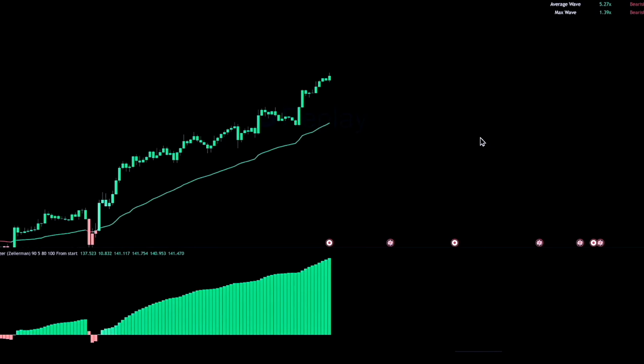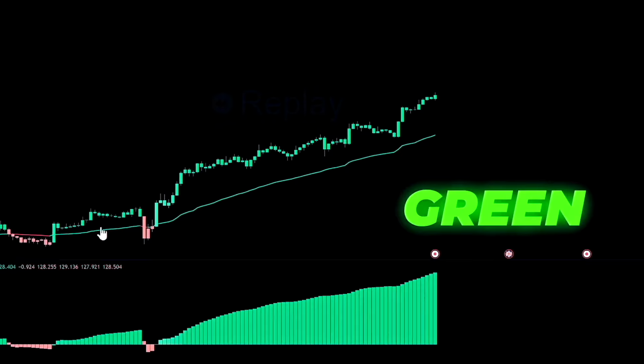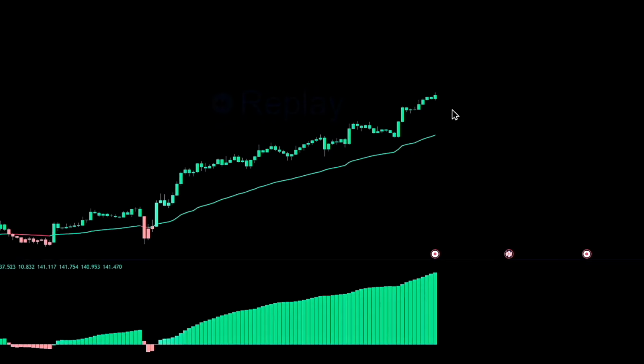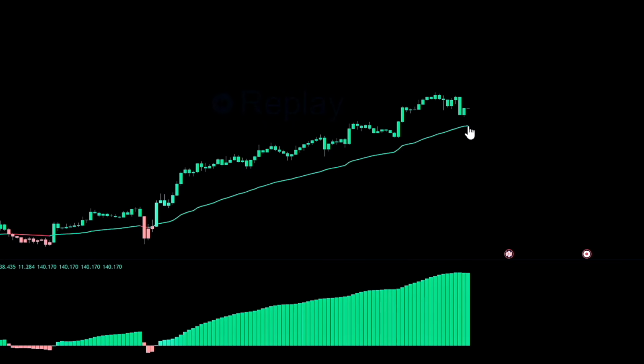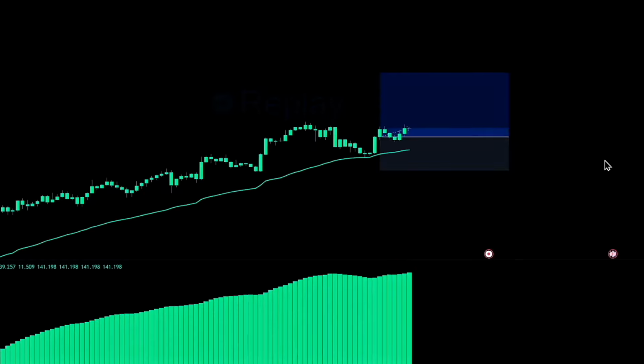But don't jump in blindly. When the color flips for a long trade, wait for a green line, price above it, and a pullback to the line with a bullish bounce. That's like a rejection candle. The line acts as dynamic support.